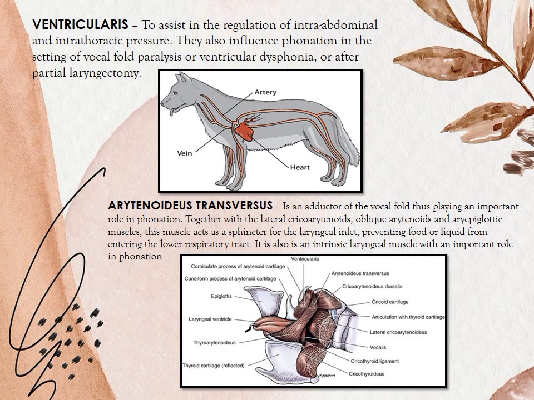And then the last one is the transverse arytenoid. It is an adductor of the vocal folds, thus playing an important role in phonation, together with the lateral cricoarytenoids, oblique arytenoids, and aryepiglottic muscles. This muscle acts as a sphincter of the laryngeal inlet, preventing food or fluid from entering the lower respiratory tract.